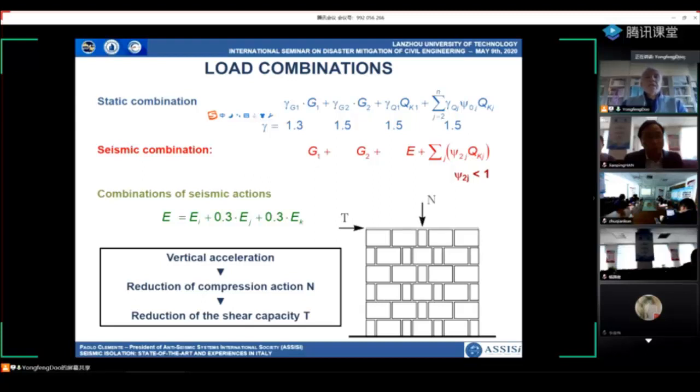Another important thing is the importance of the vertical component. It should always be considered because a vertical acceleration can reduce the vertical load on a masonry wall or a concrete column, it's the same, and so reduce its shear resistance.